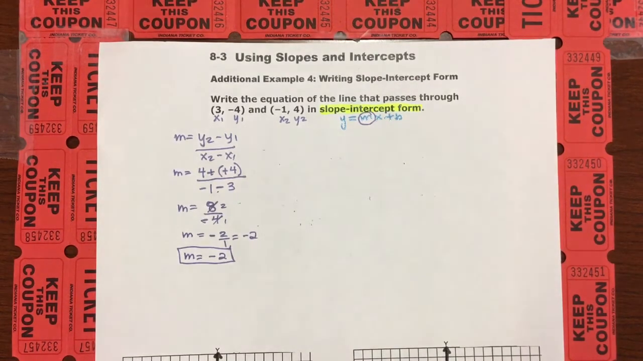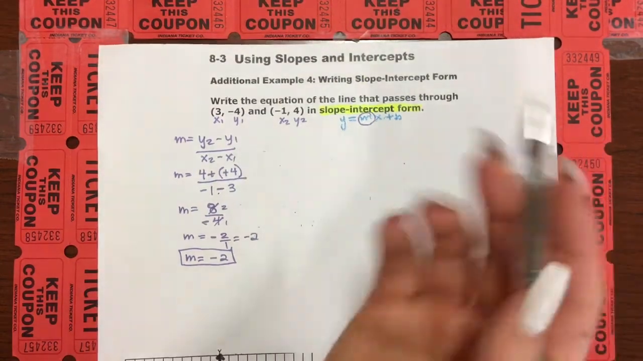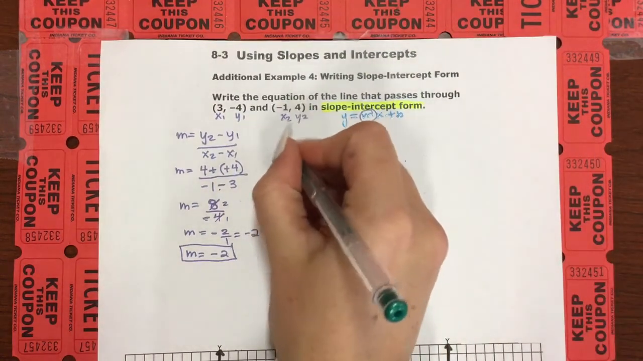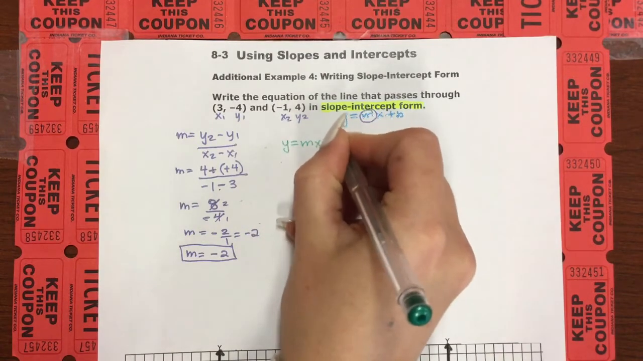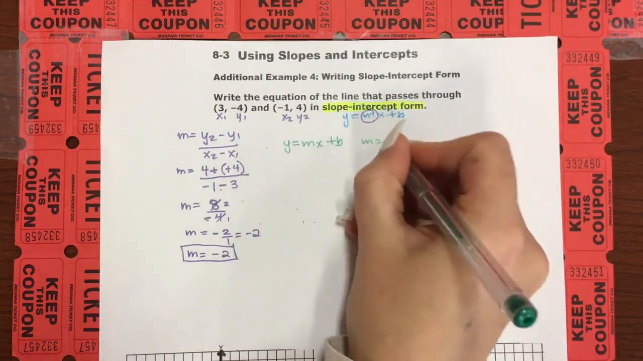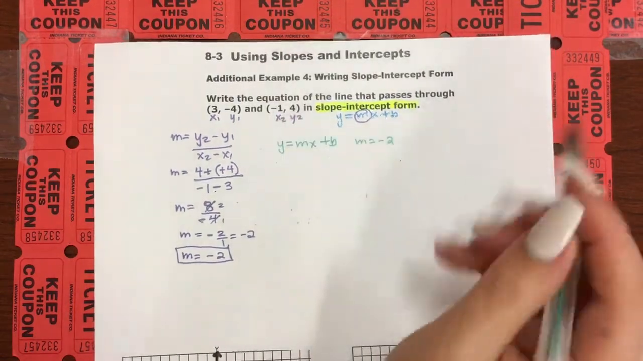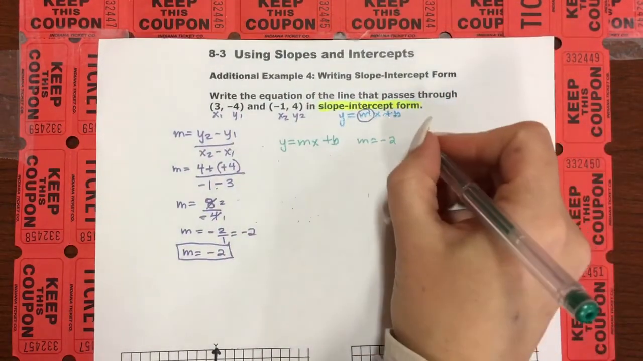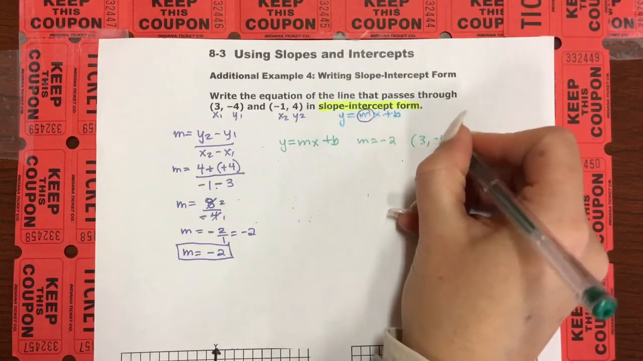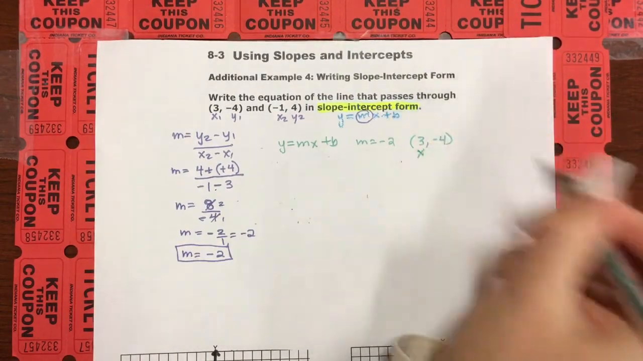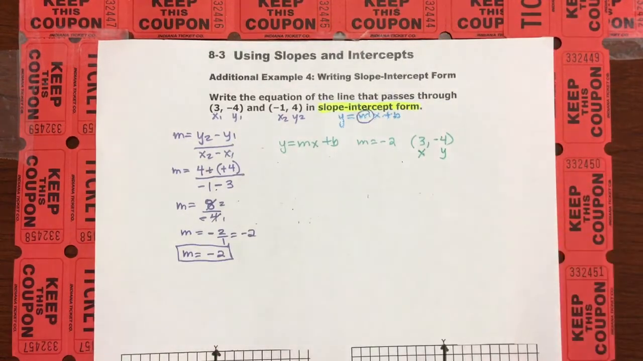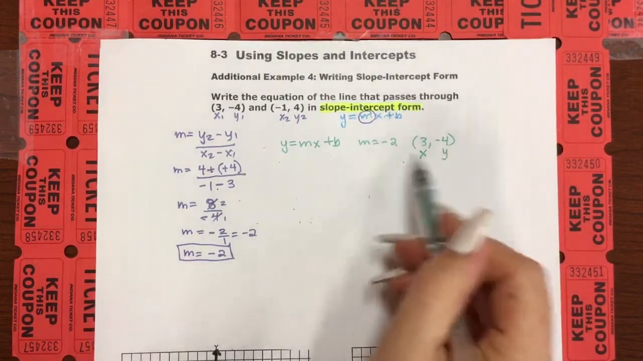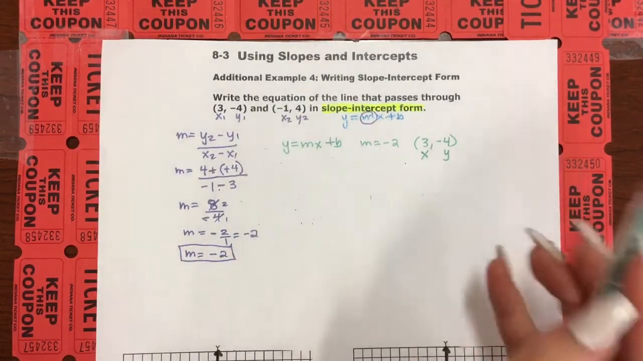I'm going to pick one of these points. I can really pick any of these points. I'm going to write my slope-intercept formula here. I'm going to say m is equal to -2, like we found, and let's use this point right here, the point (3, -4), but now I'm going to call this my x and this my y. This really works for either point. You can pick either one.